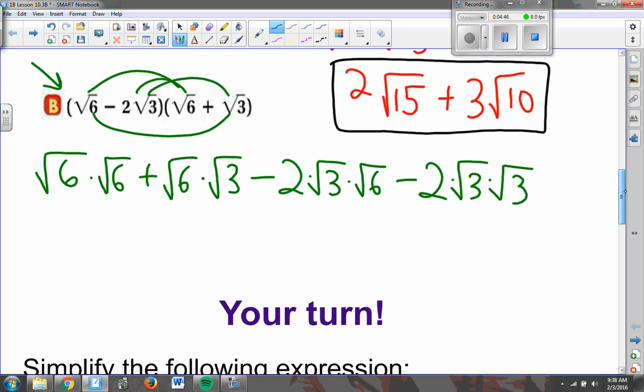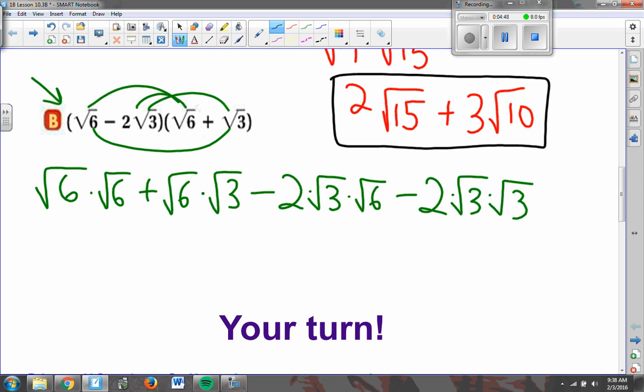I will start on the far left with the square root of 6 times the square root of 6. That is the square root of 36. Because I can just put both of those 6's under a square root, multiply them together. Okay. The same thing in the second one, that's the square root of 18.